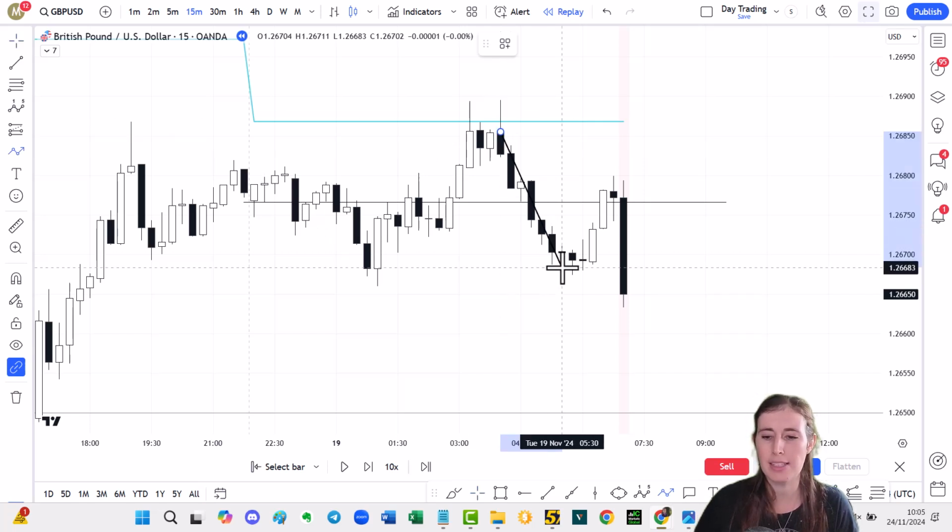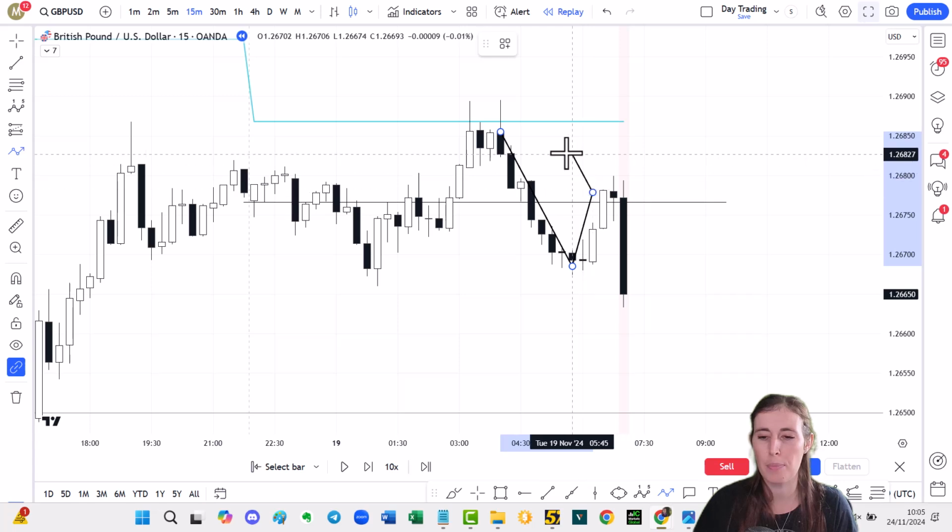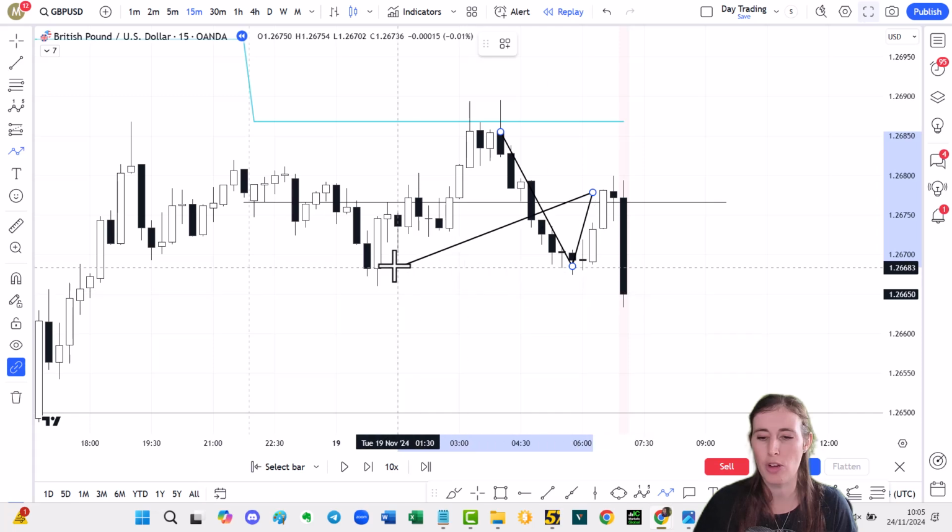From this high, price has come down. It didn't quite break this low. It pushed back up, but then it didn't break this high. The London session started and we got this huge drop down with the body closing below, making a new low of day.